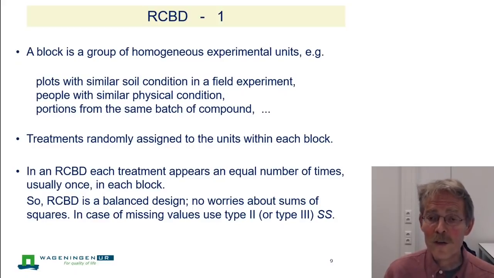When you have missing values, it's another story. When one of the plots becomes so wet that nothing will grow there, all your potatoes rot away, then you won't use that observation, probably. You get an unbalanced design, and then it matters again which type of sum of squares you use, and the rule of thumb is still the same. You use type 2.